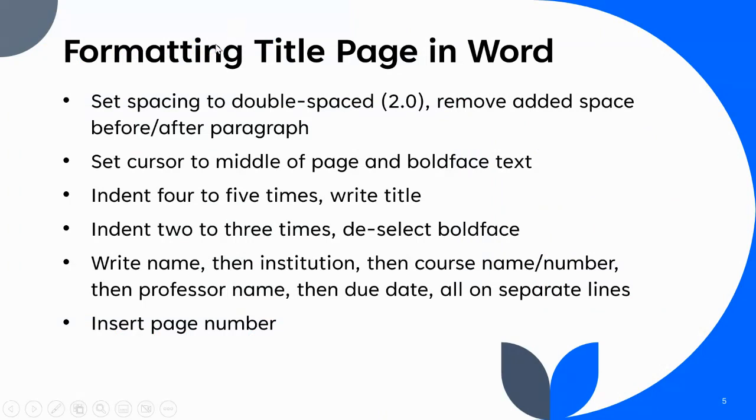So first, I like to set the spacing to double spaced and remove the added space before or after the paragraph before I start anything, and then set the cursor to the middle of the page and make sure to boldface the text. I then indent about 4 to 5 times. If it's a title that's going to take up 2 lines, I'll indent 4 times. If it's 1 line, I'll indent probably 5 times, and then write the title. And then I will indent another 2 to 3 times. Again, it just depends on how many lines the title itself takes up.